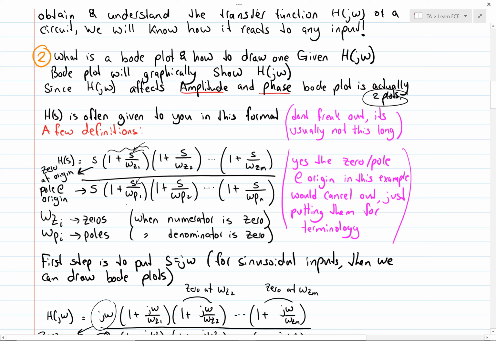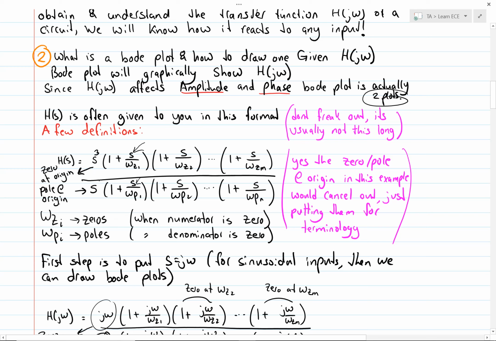When the denominator becomes a 0, for example, at omega p1, as we said, it would be minus omega p1, but we're not going to worry about that right now. Same thing for omega p2 and so on. If you have an s in the numerator, you have 1 zero at the origin. That's what we call it. If you had, for example, s squared, you'd have 2 zeros at the origin. If you had s cubed, 3 zeros at the origin, and so on.